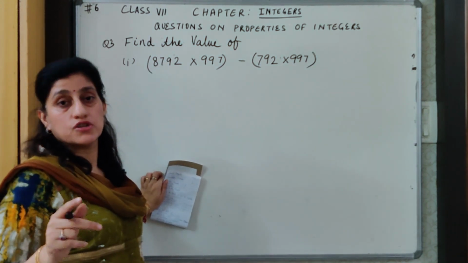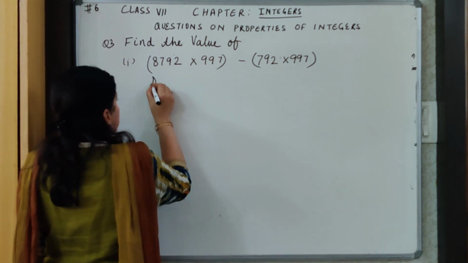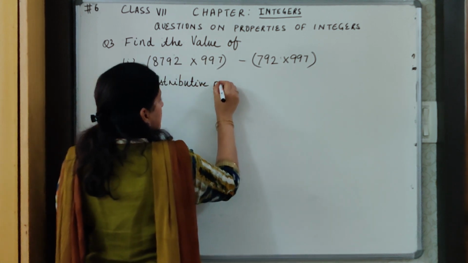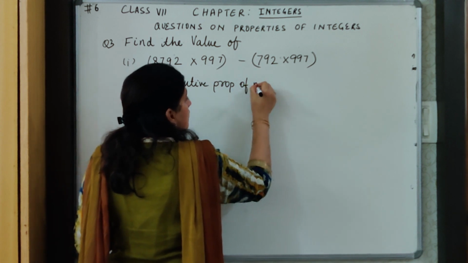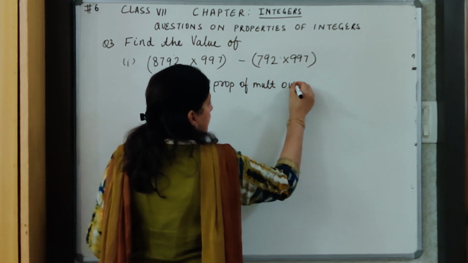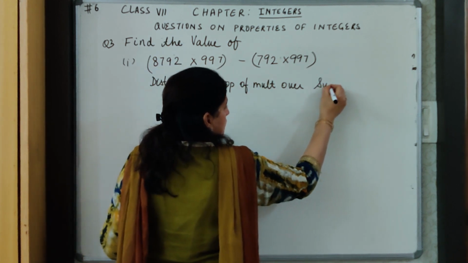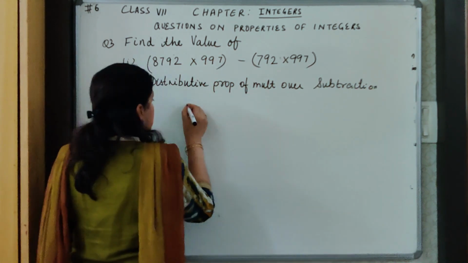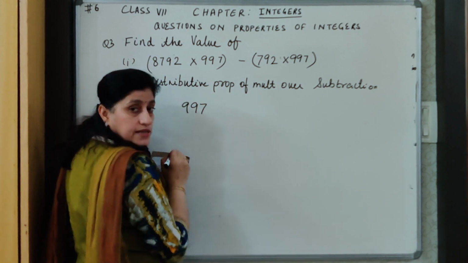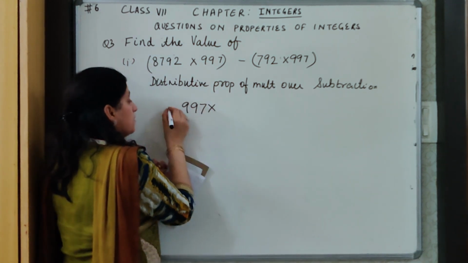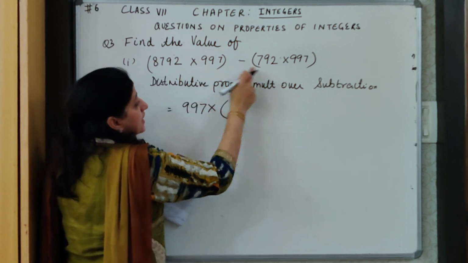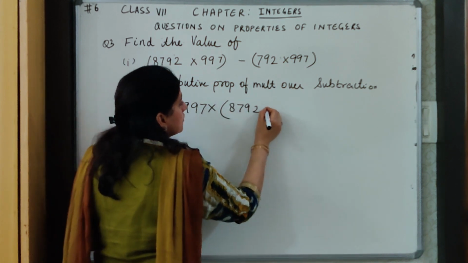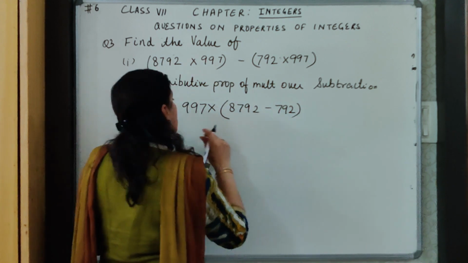Therefore this becomes a question of distributive property of multiplication over subtraction. So now you see how we have to solve it. Once I have recognized the property, I will write 997 outside the bracket, then write the multiply sign, then the bracket. Now this distribution I have taken out. Now I am left with 8792 minus 792.